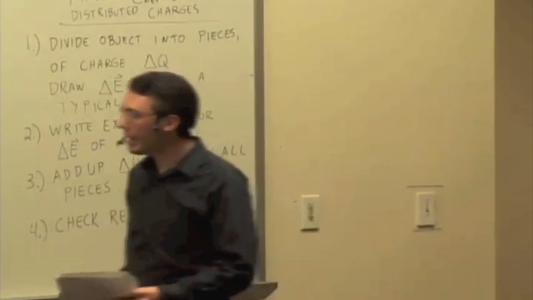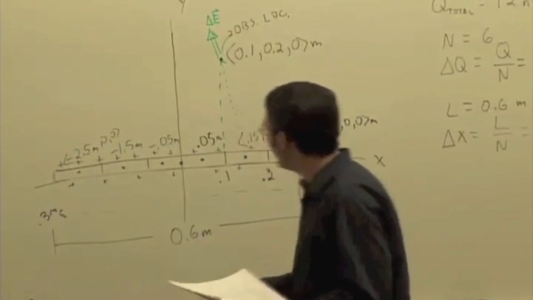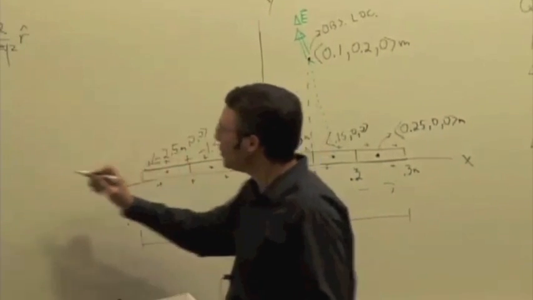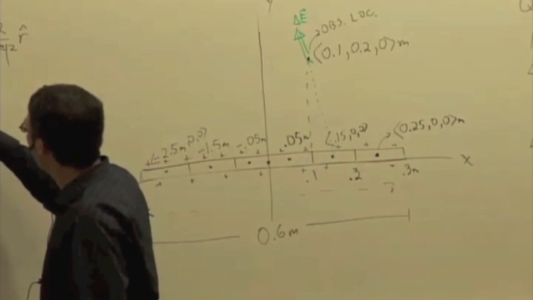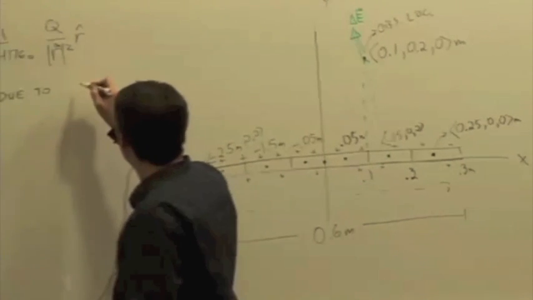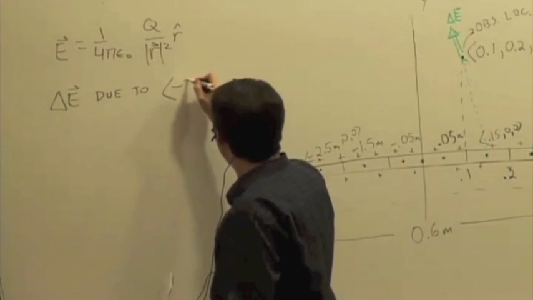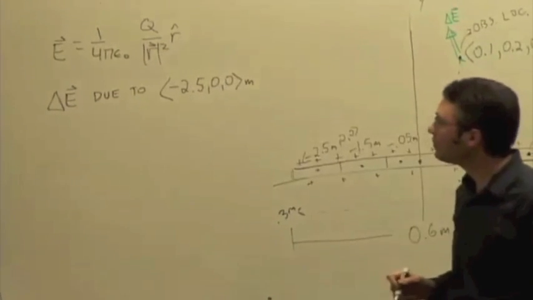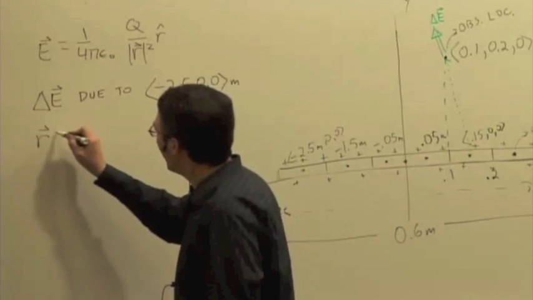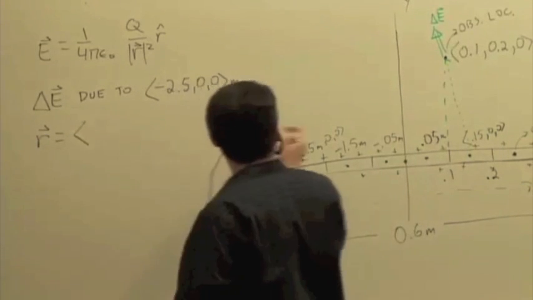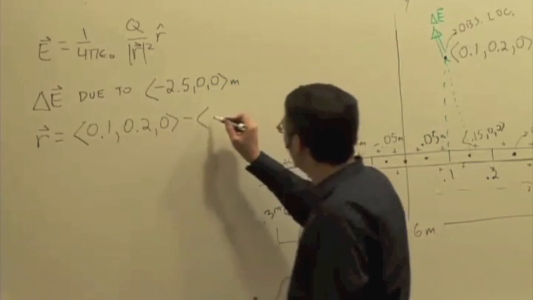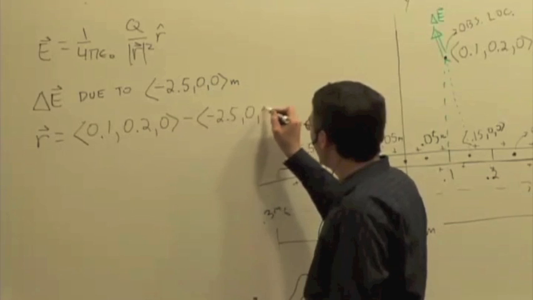Let's start with this end segment. So I'm going to find the delta E due to the segment at negative 2.500 meters. First I find the r vector. R is equal to the observation location, which is 0.1, 0.20, minus negative 2.500 meters.